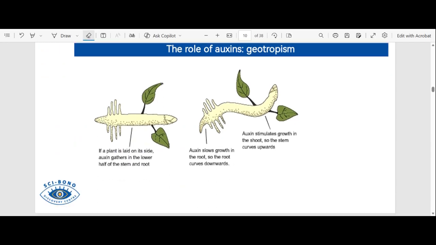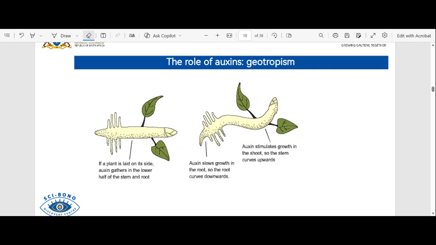Now let's look at the roots, or geotropism. Geotropism is when the plant is responding to gravity, mainly the roots, right? So remember the auxins when it comes to the roots. The auxins are produced at the tip of the roots. Can you see the tip? They're produced at the tip of the roots, right?